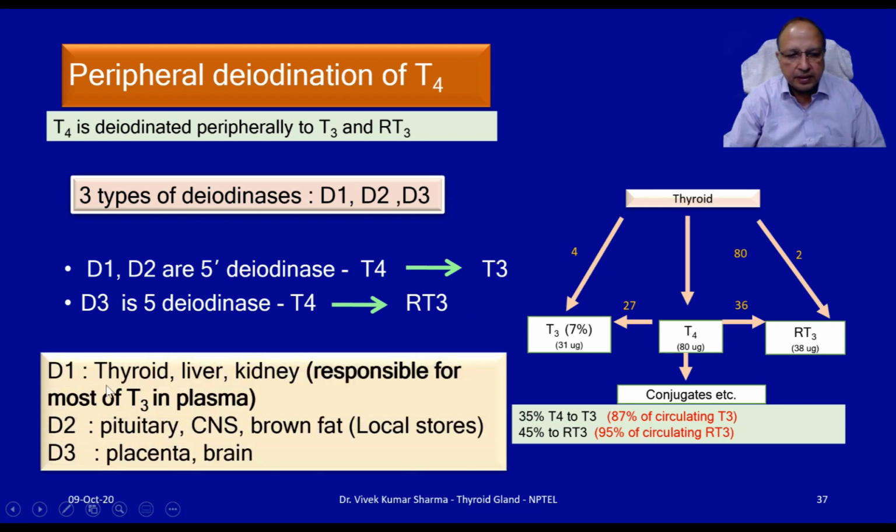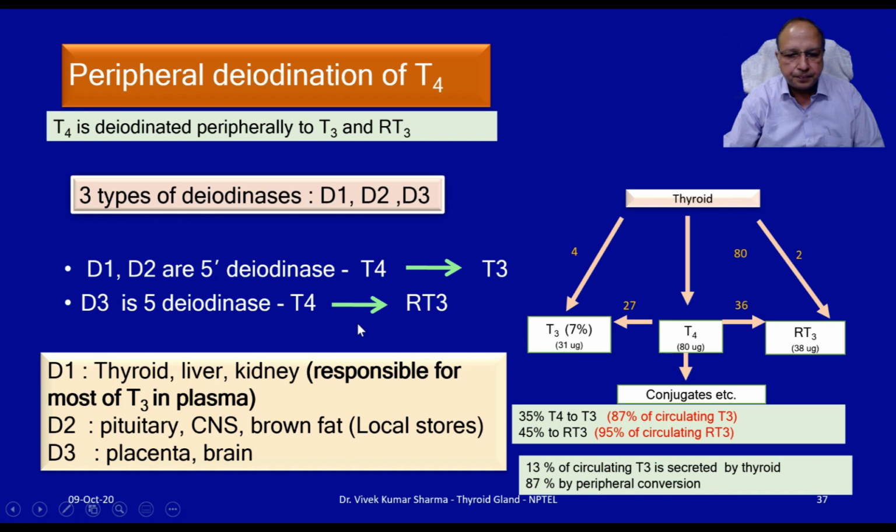So D1 is present in the thyroid, liver, and kidney, and this is responsible for the production of most of the T3 in the plasma. Whereas D2 is present in the pituitary, CNS, brown fat, local stores, and D3 is present in the plasma and in the brain. So most of it will be produced by peripheral deiodination.